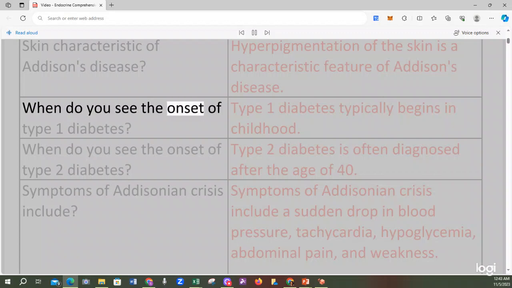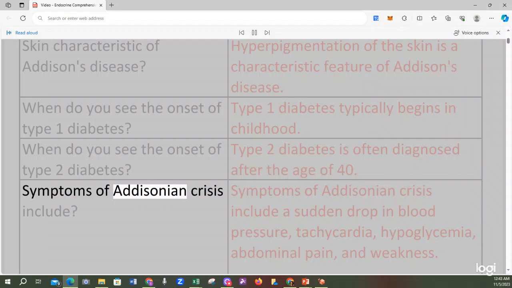When do you see the onset of type 1 diabetes? Type 1 diabetes typically begins in childhood. When do you see the onset of type 2 diabetes? Type 2 diabetes is often diagnosed after the age of 40.